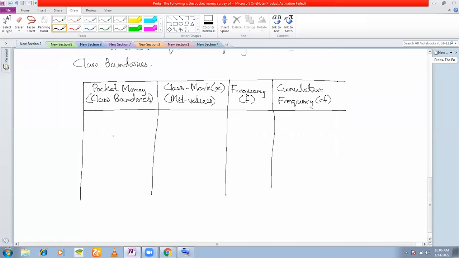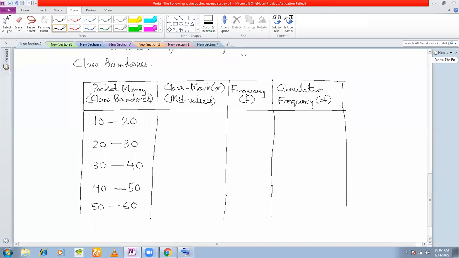Okay. Now you're going to write down all the class boundaries. First one is 10 to 20, 20 to 30, 30 to 40, 40 to 50, and finally you have 50 to 60. Okay. In order to calculate the mid values, how do you calculate the mid values? Do you remember from yesterday? Take the lower class boundary 10, take the upper class boundary 20, add them and divide it by 2. So you get 15. Similarly, here also.